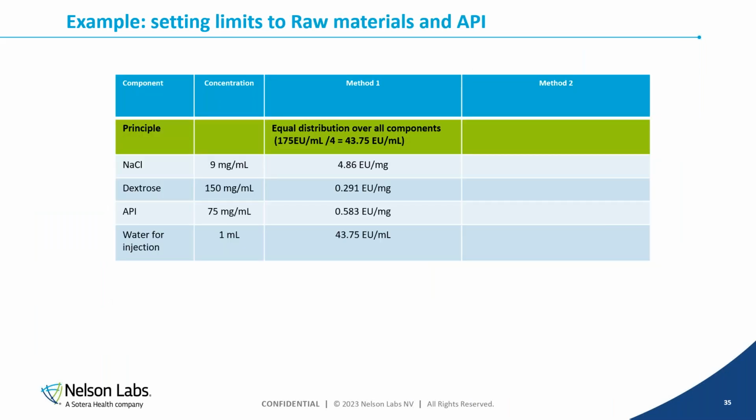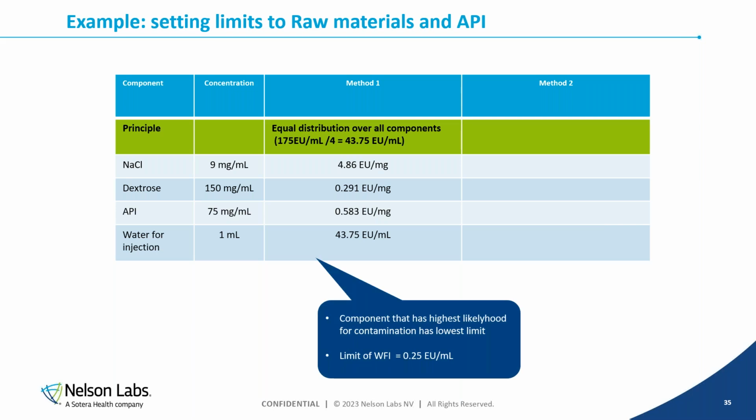And if you do not think this through properly, you might just distribute them equally to all components. But if you would calculate that up to how much per milligram of product you can have, you might see that in this case, our most strict specification is actually on dextrose, which, as we demonstrated, has also the highest possibility of having an endotoxin present. So this might not be the best idea.